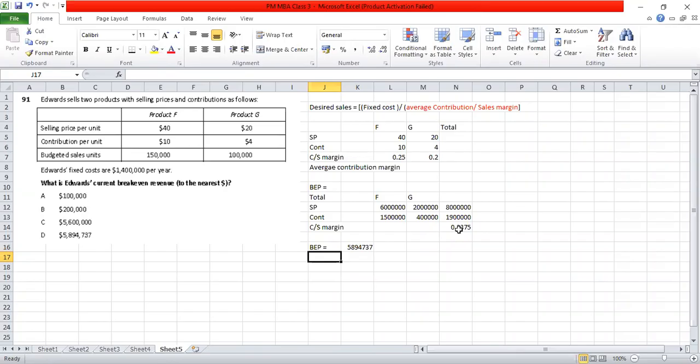When we try it out with the total value, if it was the per unit basis, the weighted average was the right thing. But here I didn't see that it is total break-even sales revenue. So total sales revenue is calculated. This is total. Find out the total sales and total contribution, and then find out the contribution margin ratio. Contribution margin ratio is 23.75. So with that, we have arrived at the correct answer, which is D, 5,894,737.